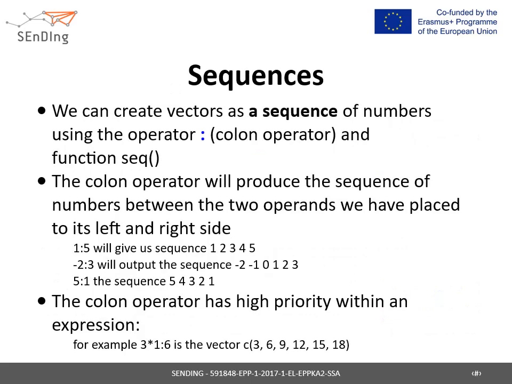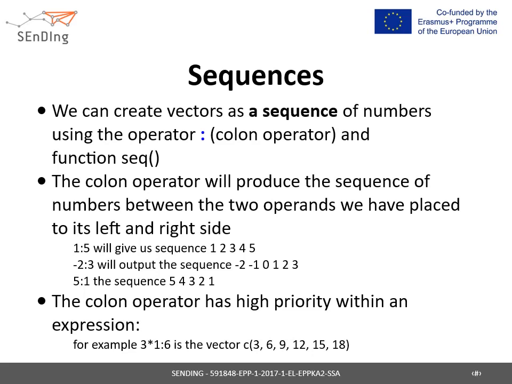R has a number of facilities for generating commonly used sequences of numbers. We can create vectors as a sequence of numbers using the colon operator and the function seq. The colon operator will produce the sequence of numbers between the two operands placed to its left and right side. For instance 1:5 will give us the sequence 1 2 3 4 5, or -2:3 will output the sequence -2 -1 0 1 2 3, and 5:1 will output the sequence 5 4 3 2 1.